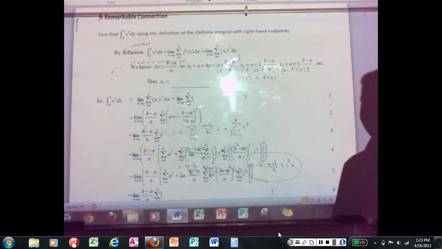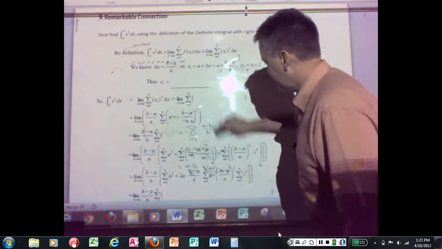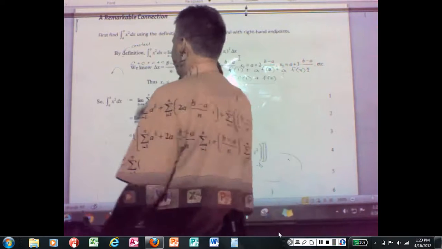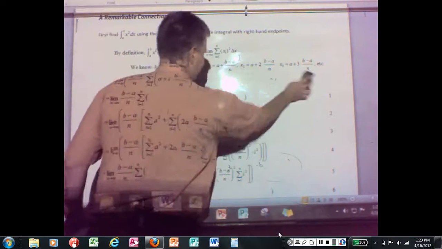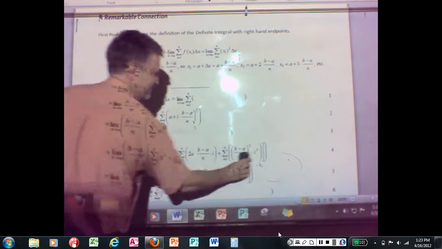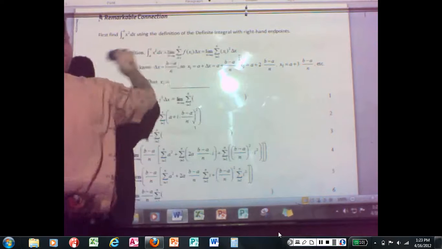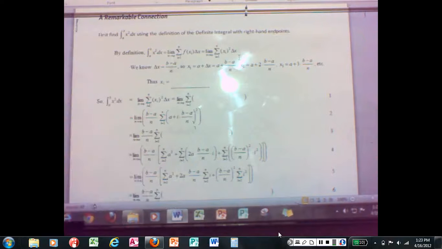All right. On the handout there, the remarkable connection handout. Yeah, these definite integrals by hand get pretty messy pretty quickly.